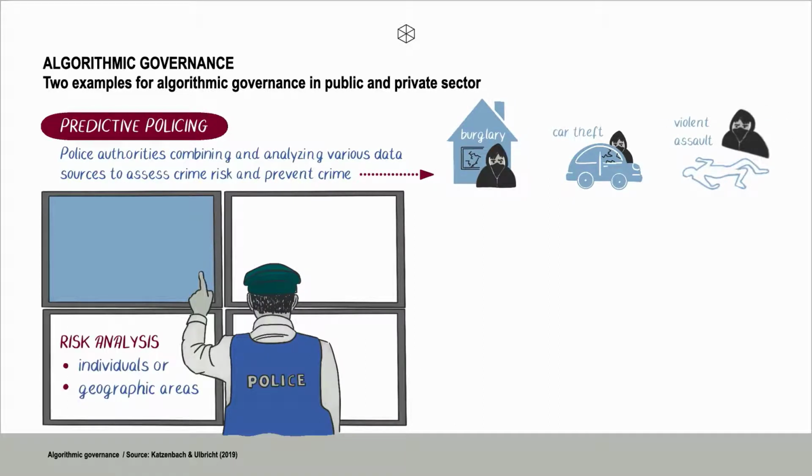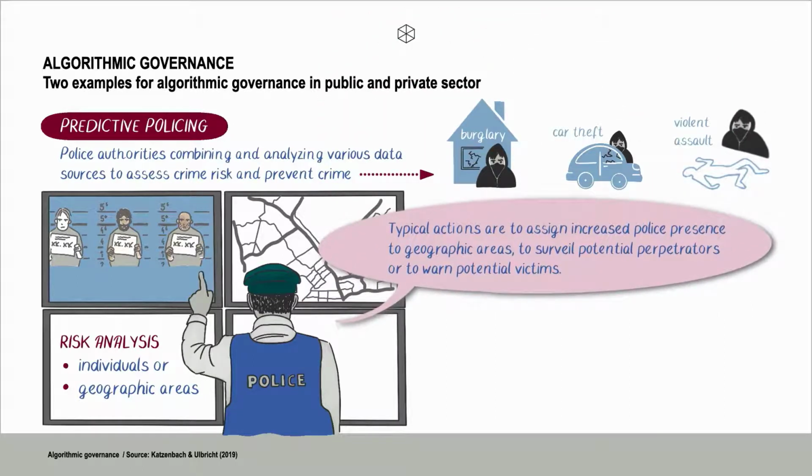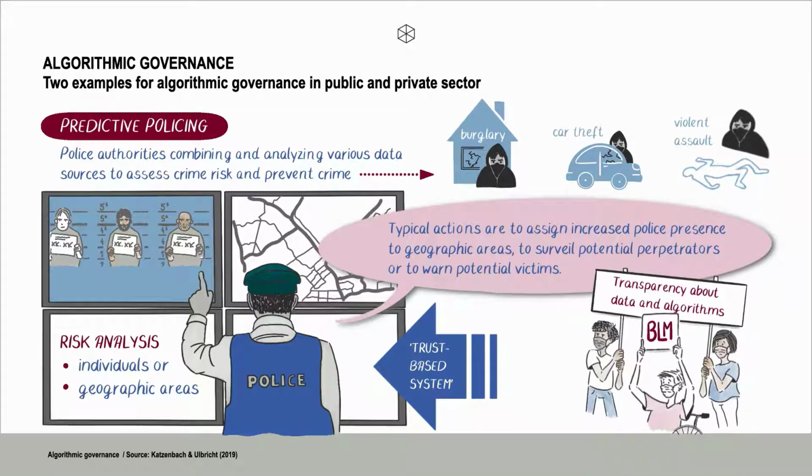This risk analysis addresses either individuals or geographic areas. Some systems focus on perpetrators, others on potential victims. The results are predictions of risk that are mobilized to guide policing. Typical actions are to assign increased police presence to geographic areas, to surveil potential perpetrators, or to warn potential victims. Predictive policing is a security-related field where transparency on the data and algorithm is undesirable. Thus, this is a trust-based system where the public is unable to review the algorithm for any concerns.